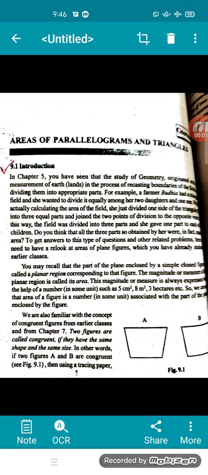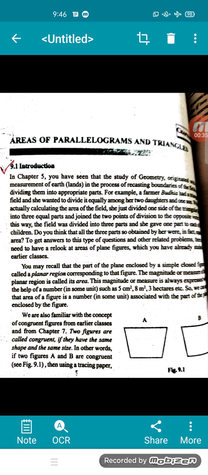Standard 9th, Chapter 9, Areas of Parallelograms and Triangles. In Chapter 5, you have seen that the study of geometry originated with the measurement of earth in the process of recasting boundaries of the fields and dividing them into appropriate parts. Now, you may recall that the part of the plane enclosed by a simple closed figure is called a planar region corresponding to that figure. The measure of this plane figure is also called its area.